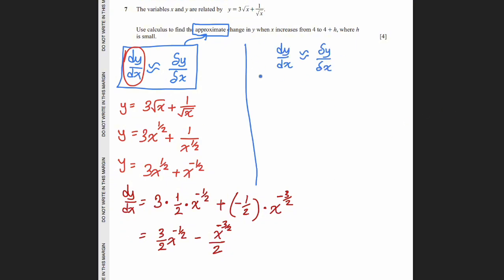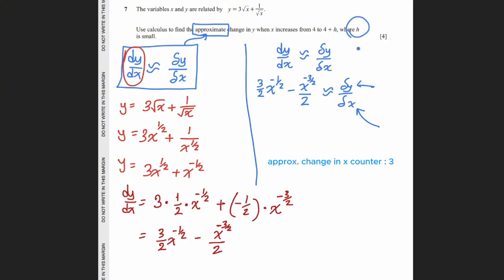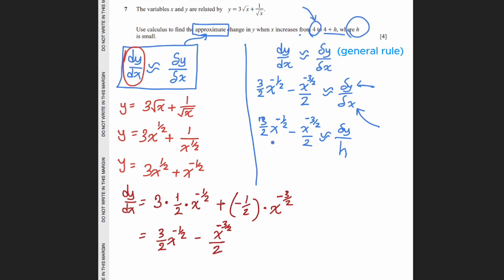Now this thing is true. Then we substitute dy dx for this equation. Now we have to keep in mind that this is our approximate change in y and this is our approximate change in x. What is our approximate change in x? Our approximate change in x is h. So we can directly replace del x with h. Then what was our 4? Our 4 was this, and then it became this, right? So we only take the previous value of x, okay? So our x over here is going to be 4.